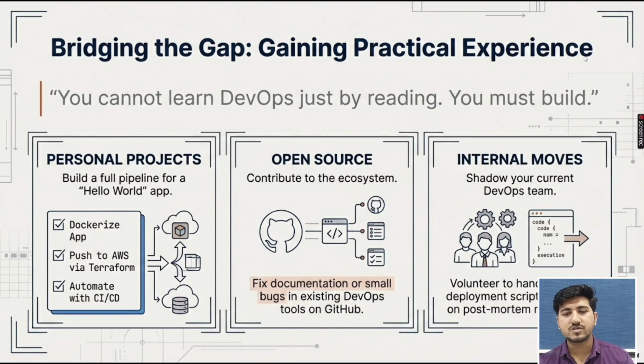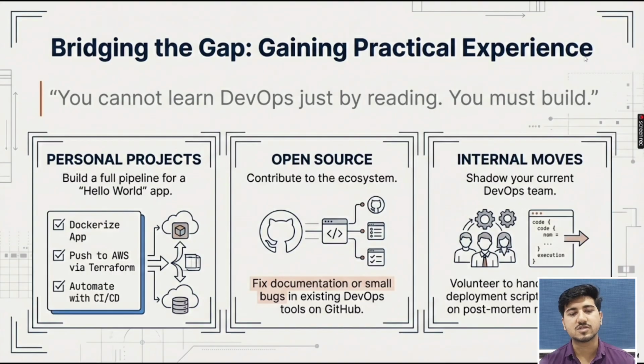Then there is the internal route. Shadow your current DevOps team, then volunteer to handle a small deployment script, or sit in on a post-mortem meeting, which is held for any project which failed. In that case, you can ask your manager to let you sit there, and you can understand how things work, what worked well and what didn't work at scale. From there, you will understand how DevOps actually comes into the picture. You can also ask for some small deployment scripts and help with that.